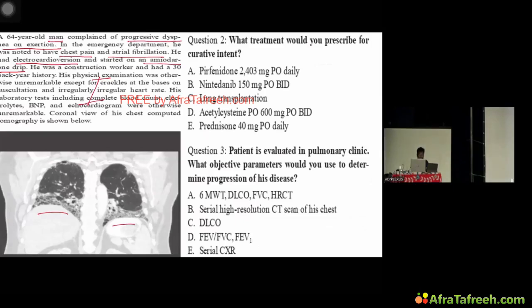Curative. Lung transplantation. Okay, curative is lung transplantation, right? What will pirfenidone and nintedanib do? They prevent the progression. When the patient is evaluated in pulmonary clinic, what objective parameters would you use to determine the progression of disease? What objective parameter?